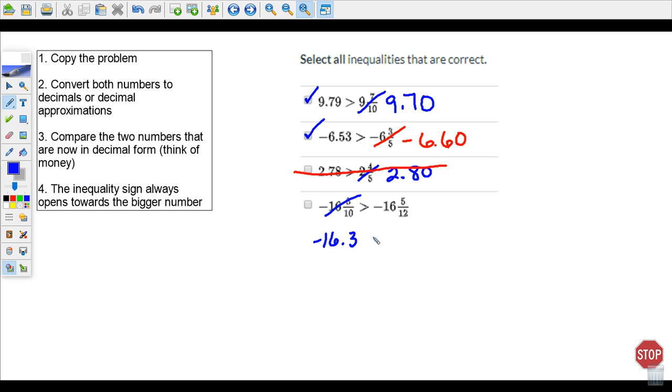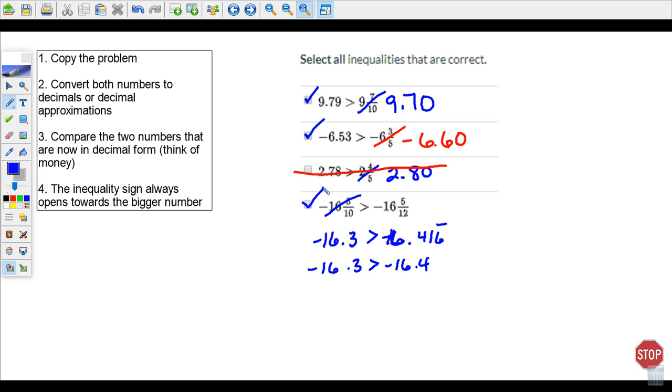Last one. Negative 16 and 3/10, 3 divided by 10 will be 0.3, is greater than negative 16 and 5/12. So 5 divided by 12. The decimal ends up repeating, but it'd be 0.41, and then the 6 repeats. So really, since this only goes out to the tenths, I can already tell just looking at the tenths column, negative 16.4. They're negative. This is the bigger negative number, so it's further away from 0, which means it's smaller. That's what this inequality is telling me.